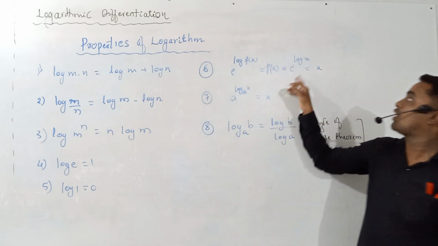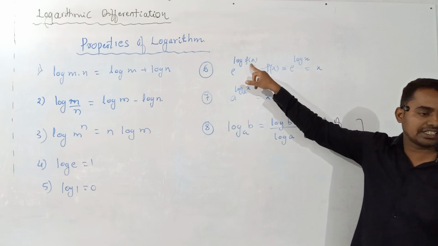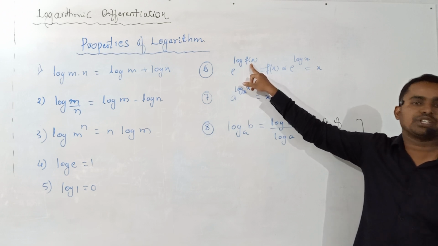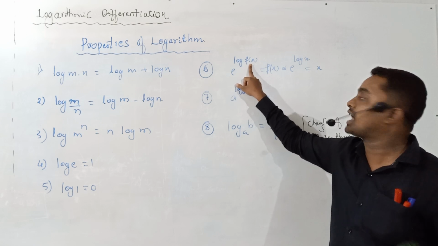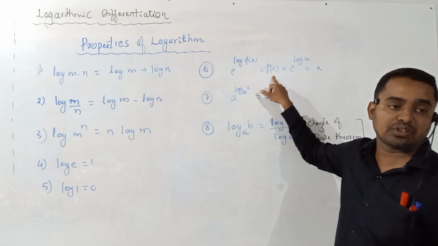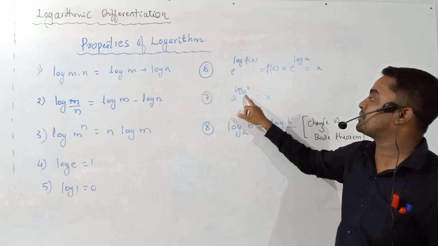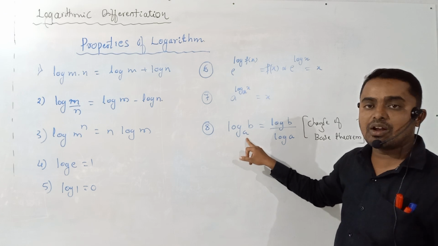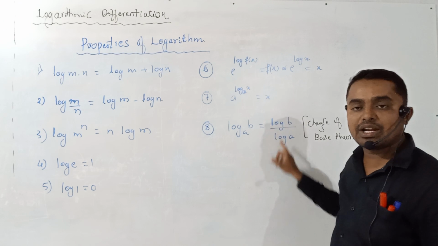Or e raised to log x is equal to x. F of x here is a function. Instead of f of x, they may give sin x or cos x. At that time, you have to take that as f of x, then we have to differentiate. E raised to log x is equal to x. Then a raised to log x to the base a is x. Log b to the base a is nothing but log b by log a.